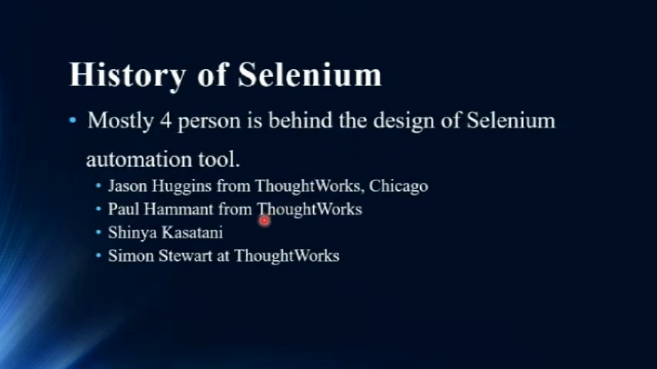Now let's have a short look at the history of Selenium. Basically, in the Selenium development, there were four people involved. The first person is Jason Huggins, who is from ThoughtWorks. Then Paul Hammond, Shinya Kasatani, and Simon Stewart. Jason Huggins built a core module of Selenium, which was known as the JavaScript test runner.